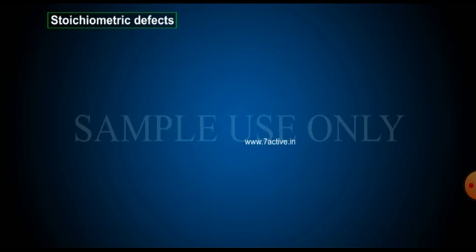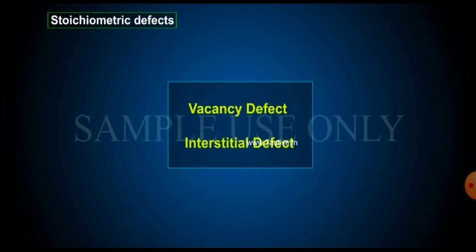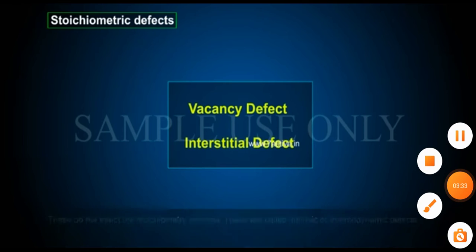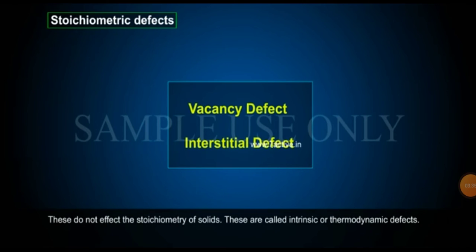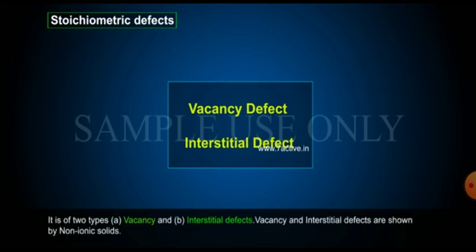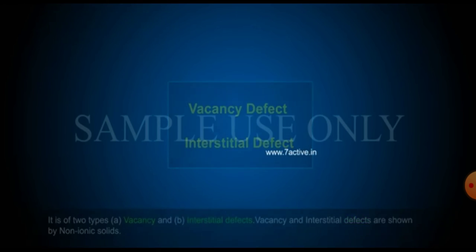Stoichiometric defects: vacancy defects and interstitial defects. These do not affect the stoichiometry of solids. These are called intrinsic or thermodynamic defects. It is of two types, A. Vacancy and B. Interstitial defects. Vacancy and interstitial defects are shown by non-ionic solids.